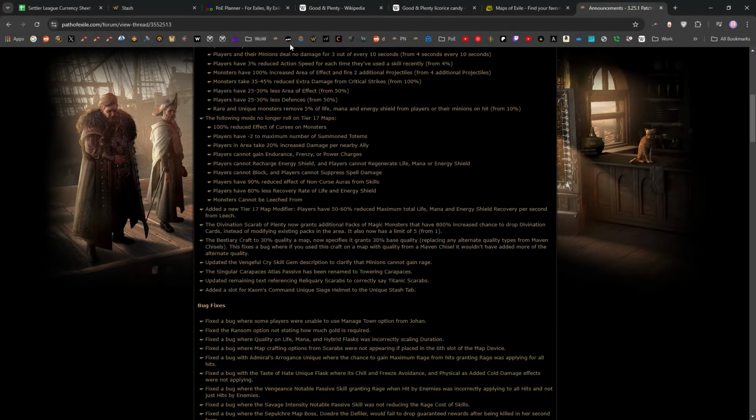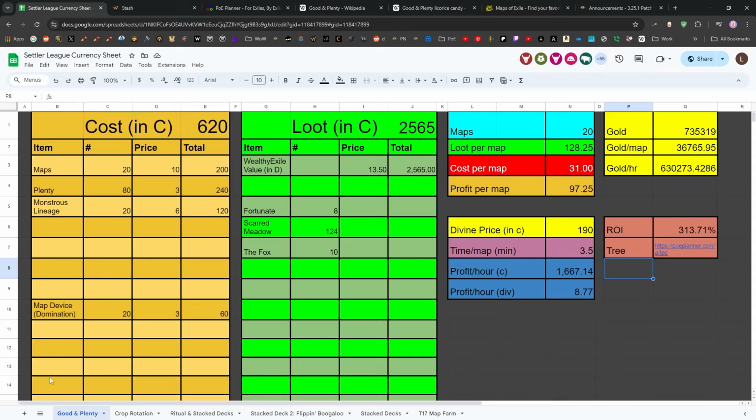Okay, so I'm calling this a good and plenty strategy, and this is more or less what my returns have looked like, just to jump right into them. About 8.5 to 9 divines per hour. I think that's okay for such a low cost, low effort strategy. It really is just boss rushing, red altars, very normal stuff.